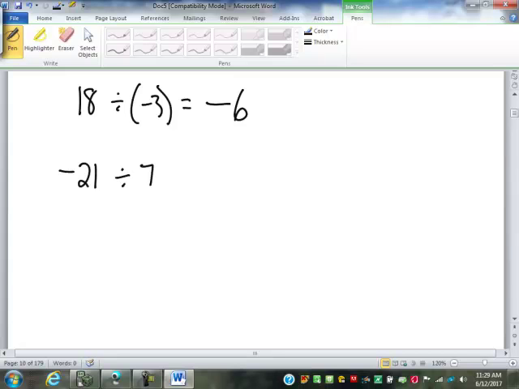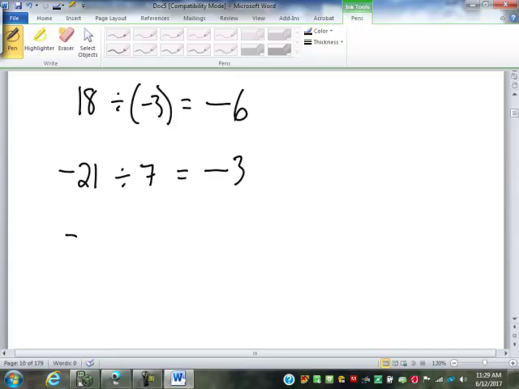If I have a negative 21 divided by 7, first, is the answer positive or negative? Negative. Negative divided by a positive is also a negative. In other words, if there's one negative and one positive, it's also a negative, right? 21 divided by 7? 3, so it's a negative 3.